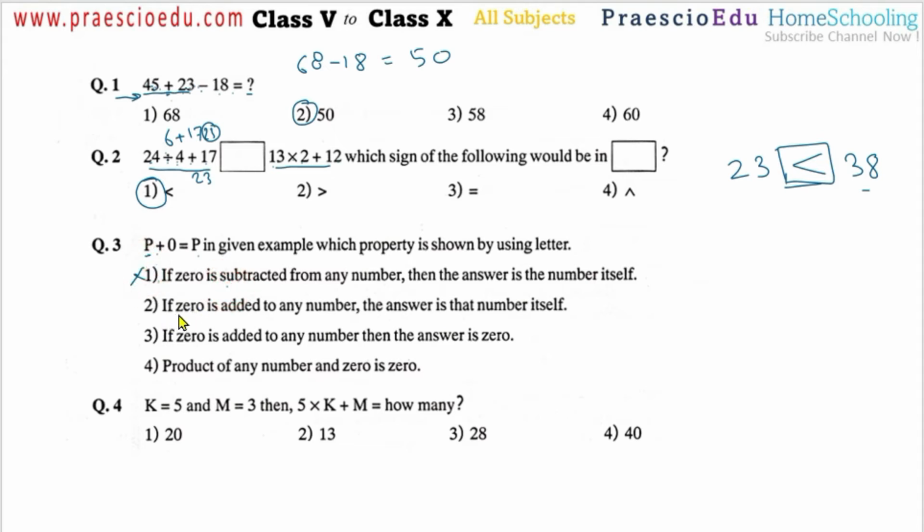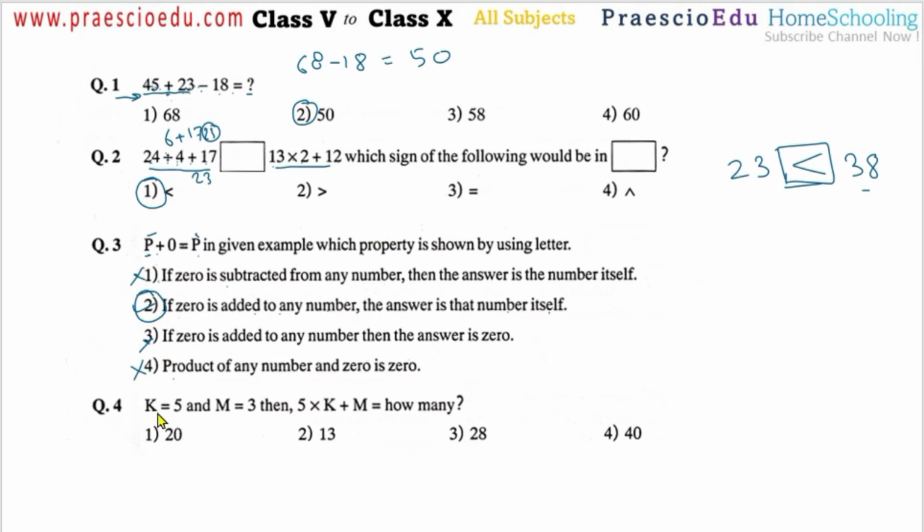Then the second option: if 0 is added to any number, the answer is that number itself. Yes, this is correct. If 0 is added to that number, then the answer should be that number itself. If 0 is added to any number, then the answer is 0? No, this is incorrect. Product of any number is 0 — here it is not product, here it is addition, so this is incorrect. So option number 2 is the correct one.